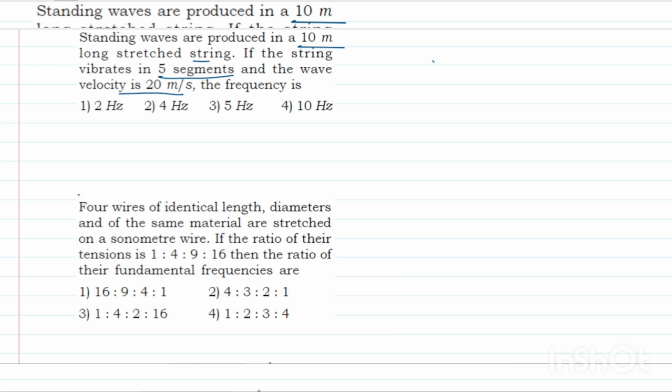So for the frequency, the formula for a number of segments is f equal to pv by 2L, students. Here the number of segments p is given as 5, the velocity is 20 meter per second, by 2 into the total length, which is 10, and this 20 gets cancelled. The frequency will be 5 Hz.